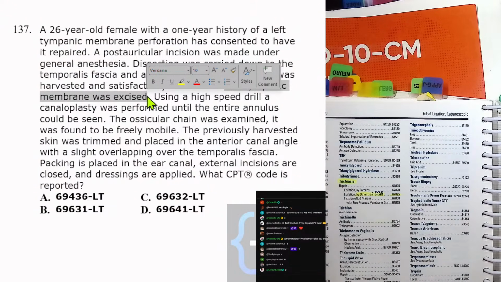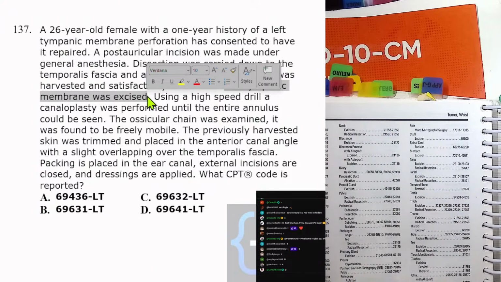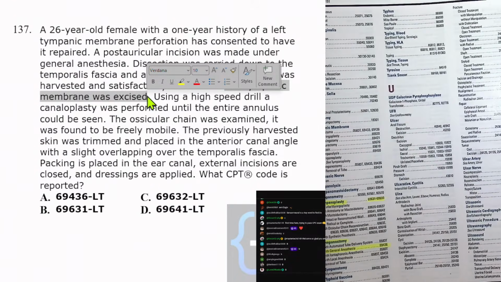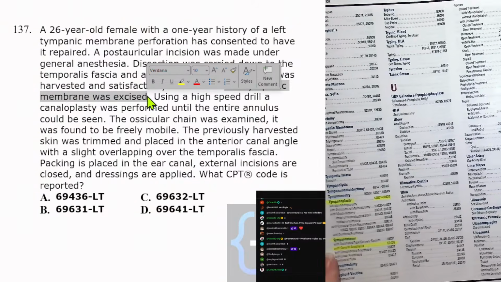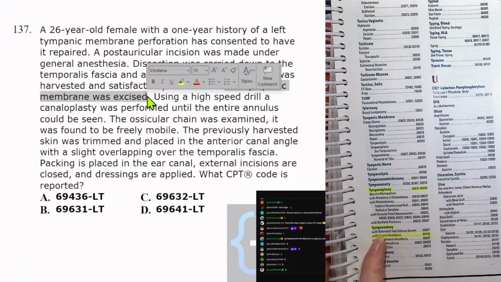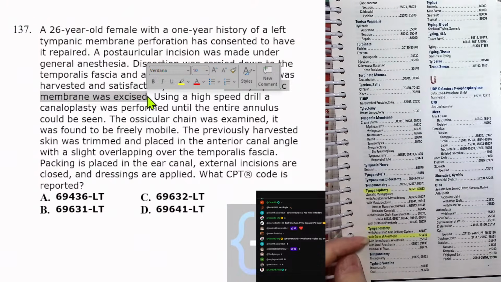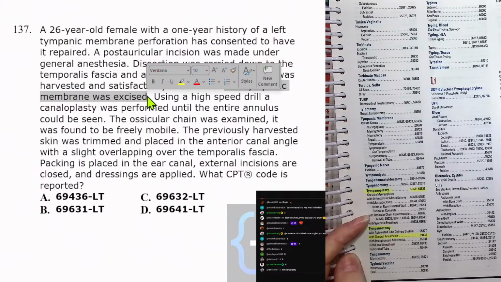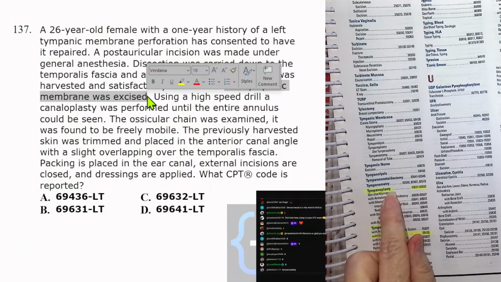If I could spell and know my alphabet well enough. We'll go to tympanoplasty. Yep. Remember, you've got ostomies, plasties. Be sure you know which one you're looking for.